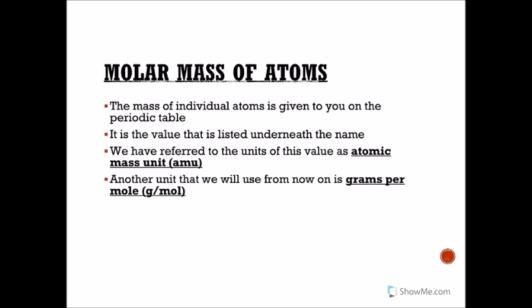Molar mass of atoms is the mass of an individual atom that's given to you on the periodic table. That value is listed underneath the name, and we have referred to the units of this value as atomic mass unit. Another way we'll use from now on is grams per mole.